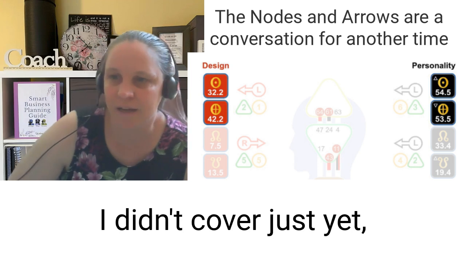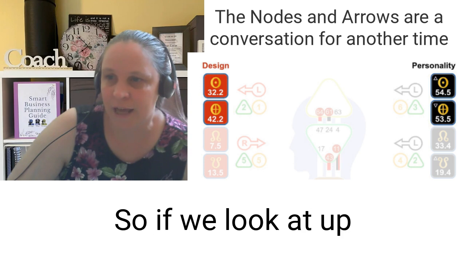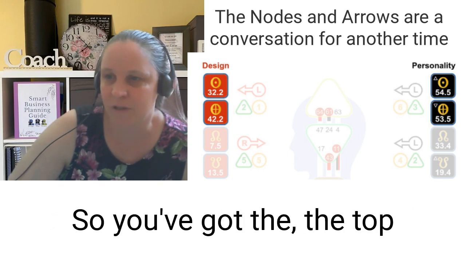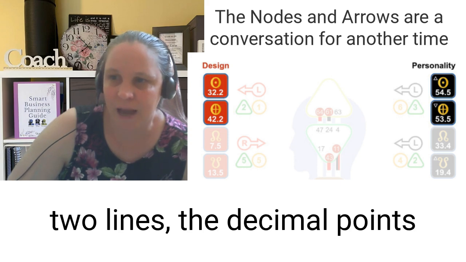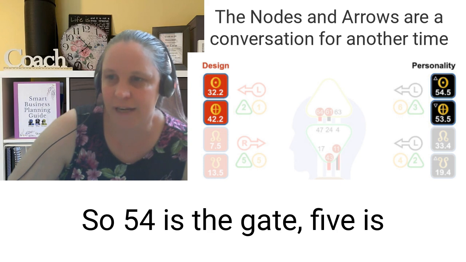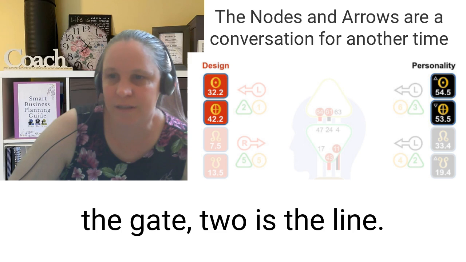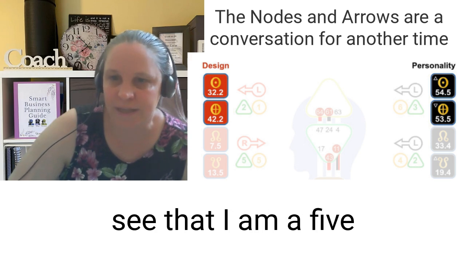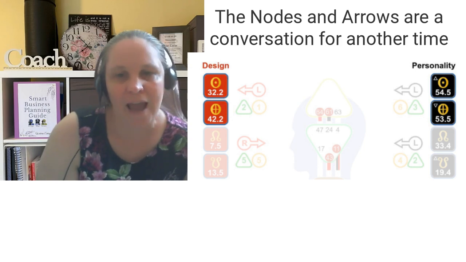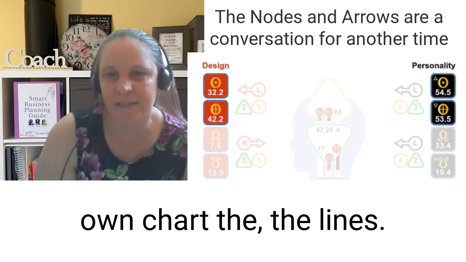So that's something that I didn't cover just yet, so let me cover that now. If we look up here, we've got the personality sun. It doesn't matter if you look at the sun or the earth, you'll notice that they're the same. So you've got the top 2 lines. The decimal points are what we're looking at. We're looking at the line. So 54 is the gate, 5 is the line, and then 32 is the gate, 2 is the line. From that, we see that I am a 5-2 heretical hermit. And you'll see on your own chart the lines.